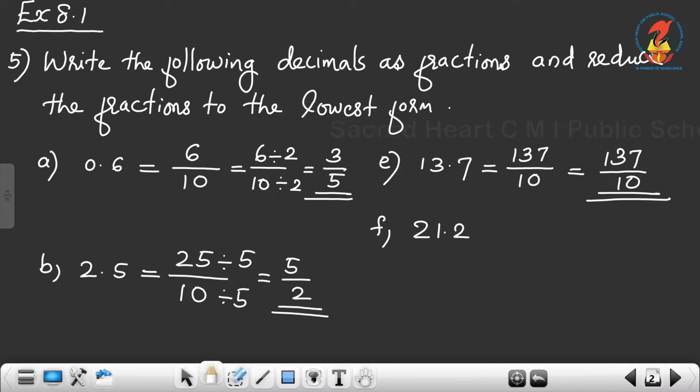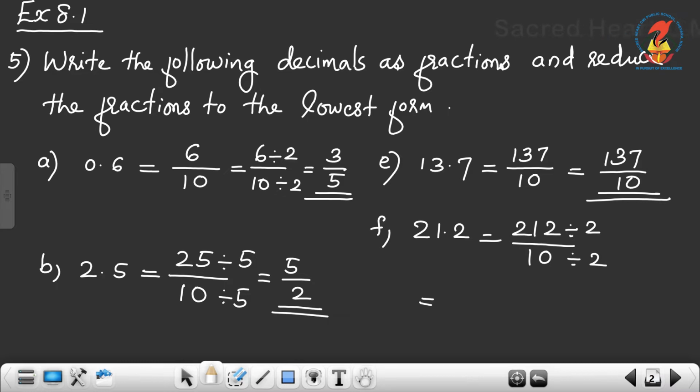Next, 21.2, the decimal number is 21.2. We can write it as 212 by 10, since there is only one decimal place, therefore it is a division by 10. So 212 divided by 10. Now find the highest common factor for these two numbers, 212 and 10. Both are even numbers, so we can take 2 as the factor and it will be the highest common factor.